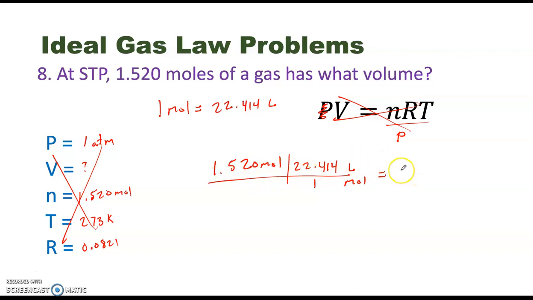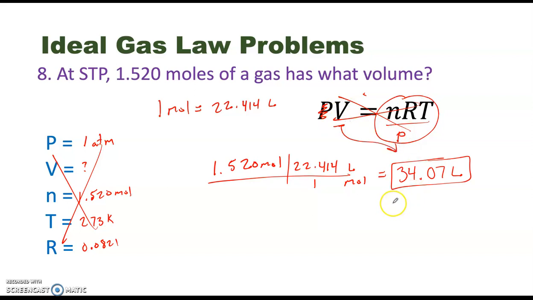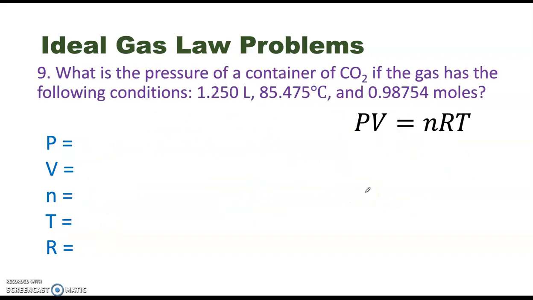We've got 4 sig figs here, so we round this to 34.07 liters. So it's that easy. And again, if you want, you can plug in the numbers we know here, solve for V. You should get the exact same answer. So don't feel like you have to do it one way or the other. It's just knowing this trick will save you some time on a test or on a worksheet.